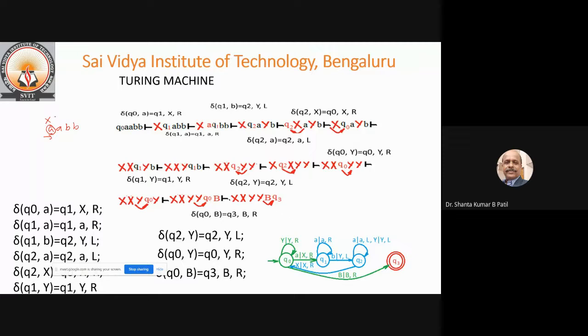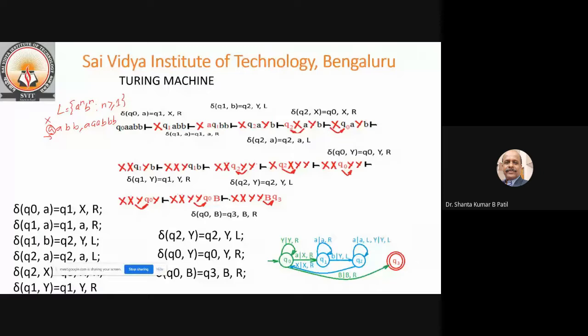For example, you can take the language L equal to A power n B power n, where n is greater than or equal to 1. The language is the set of strings, maybe double A followed by double B, or triple A followed by triple B, like that. So, 4 As followed by 4 Bs.